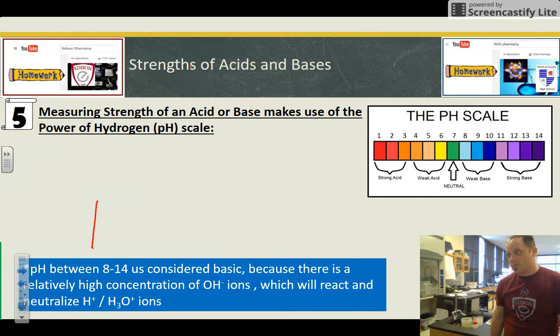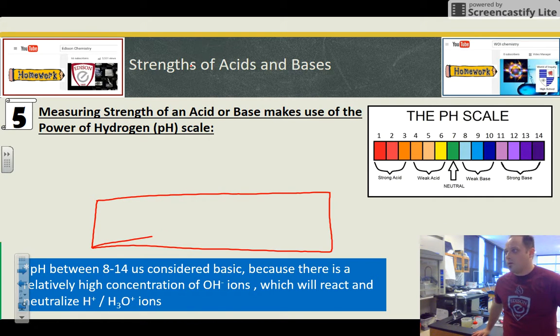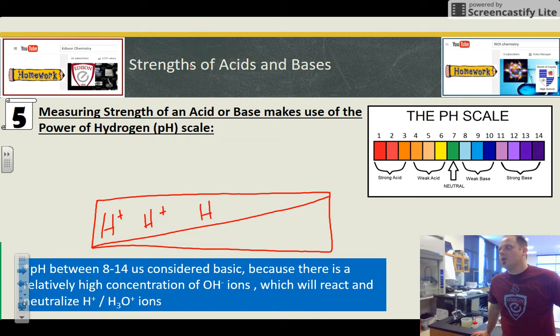So this used to be in our reference tables. I'm going to take a second to draw it. Hope we don't run out of time, but this was a really cool one. So then H plus is down here, and it gets smaller and smaller as it goes. So this was a different visual for remembering the concentration.